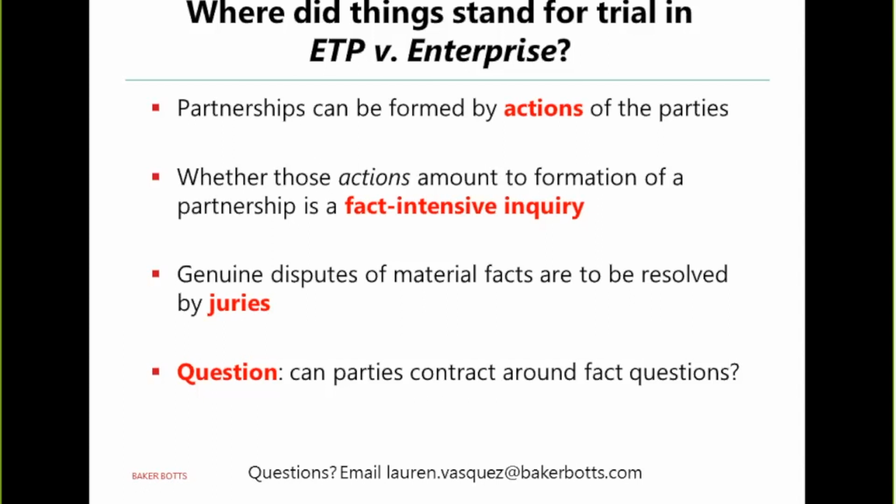Number one, as Tim said, we know that partnerships can be formed by the actions of the parties. Because it is a totality of the circumstances inquiry, it is a very fact-intensive inquiry that is generally resolved by juries. And so the question that was really teed up in the Enterprise case is, can the parties contract around those fact questions? Or to put it another way, will the courts enforce a written disclaimer of partnership, even if there's conduct that may be inconsistent with that?